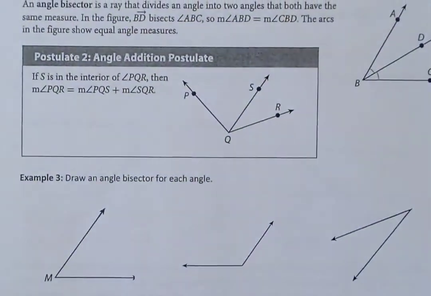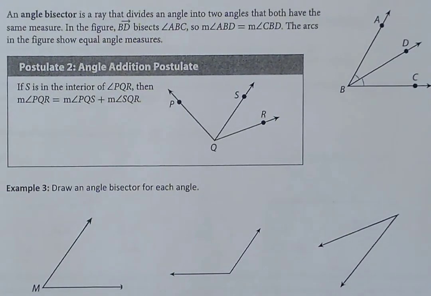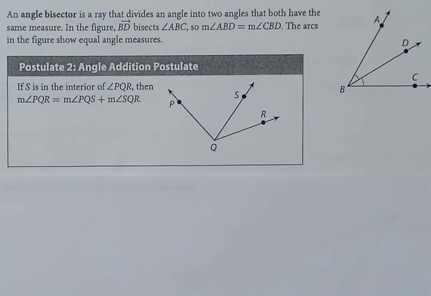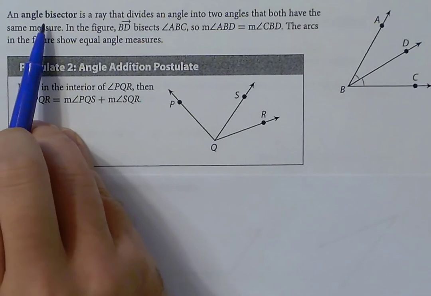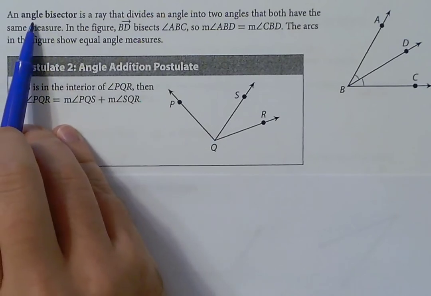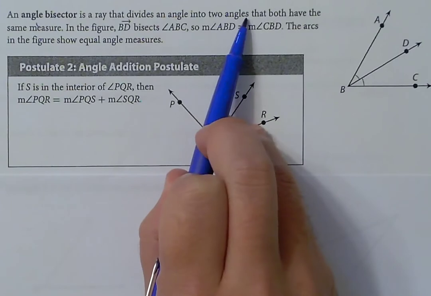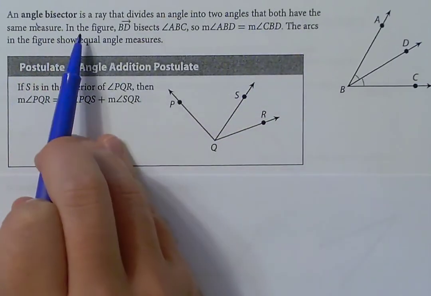What we're going to talk about first on this side right here is going to be an angle bisector. So an angle bisector, okay, it's just like what we talked about with a bisector the other day. A bisector is going to cut that figure, so in this case an angle, into two equal parts. So an angle bisector is a ray that divides an angle into two angles that have the same measure.